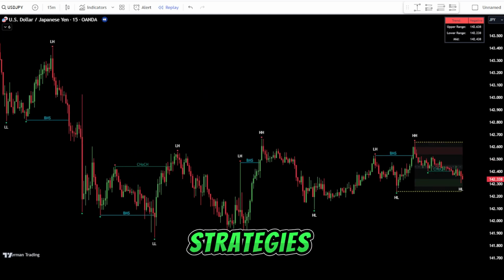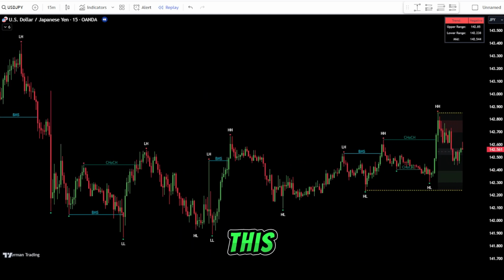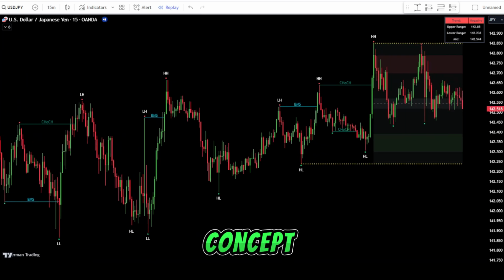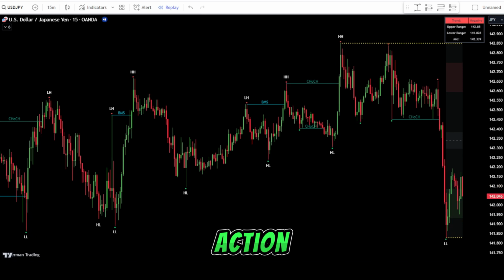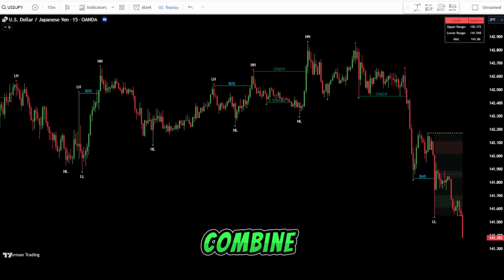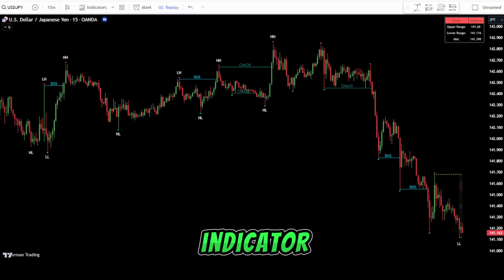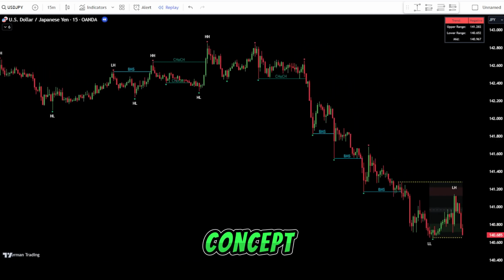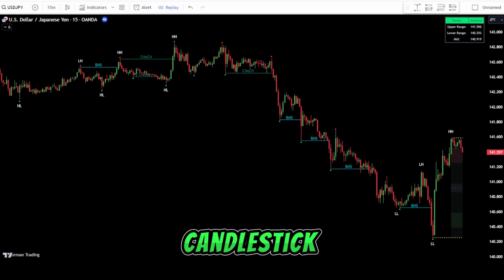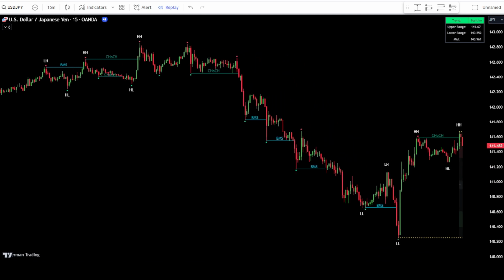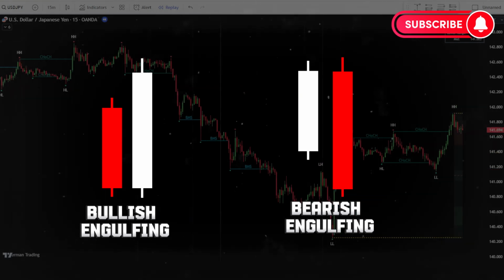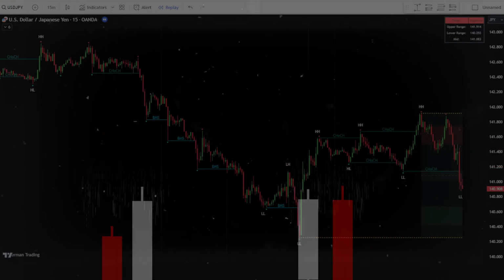There are two trading strategies that we will share with you using this indicator, which include A. Smart Money Concept Expo using price action. For the first method, we will combine the Smart Money Concept Expo indicator with the concept of price action. The price action concept we'll employ here is based on candlestick reversal patterns. In this example, we'll use one of the most reliable reversal patterns, which is the engulfing candlestick.